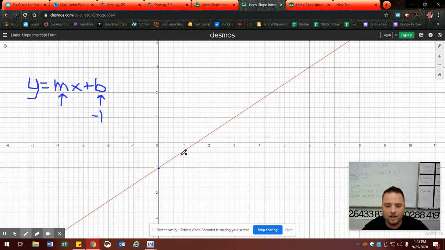I want to choose another point on this red line where I know what the values are. Technically I could choose any point that I want, but I don't want to choose a point somewhere like right here, because if I have to rise and run to this point, do I go up 0.6 and then over 1? I don't know how to do that. So I'm going to choose points that are on these dark lines.